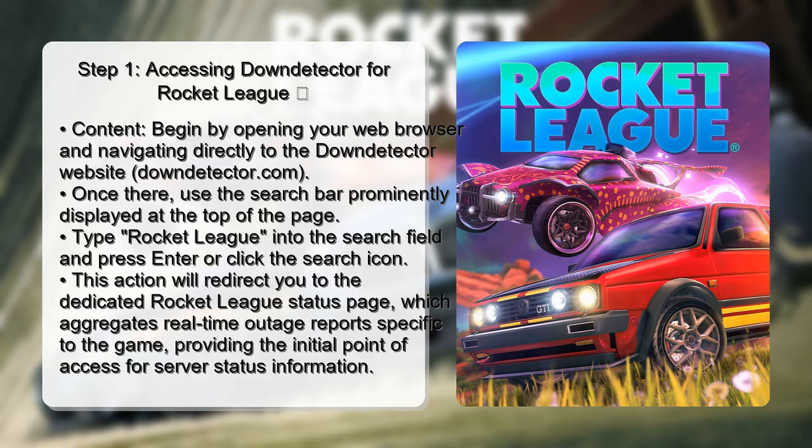Step: accessing Downdetector for Rocket League. Begin by opening your web browser and navigating directly to the Downdetector website, Downdetector.com. Once there, use the search bar prominently displayed at the top of the page. Type Rocket League into the search field and press Enter or click the search icon. This action will redirect you to the dedicated Rocket League status page, which aggregates real-time outage reports specific to the game, providing the initial point of access for server status information.